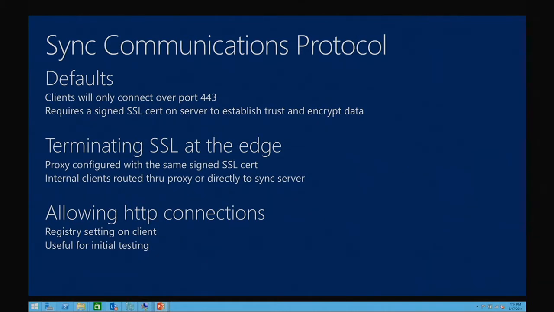Just touching on different aspects of Work Folders. One thing I want to call out is the communication protocol. By default, clients always connect to the server using 443. Client never connects using 80, because the client itself doesn't know whether it's over the internet or on the intranet. So it will always connect to 443.